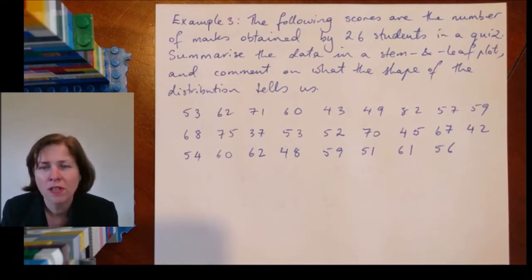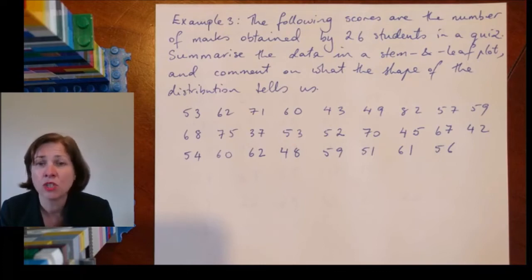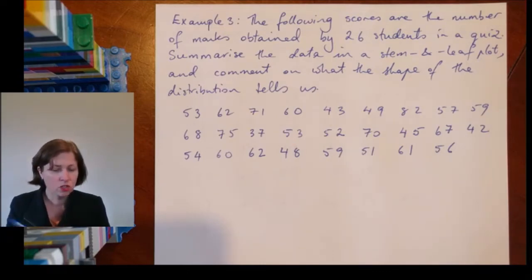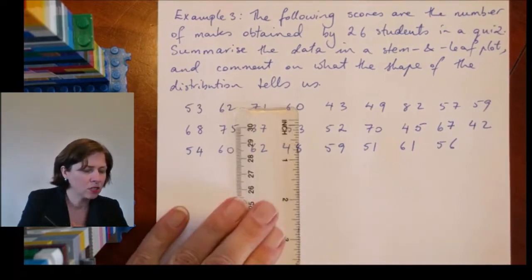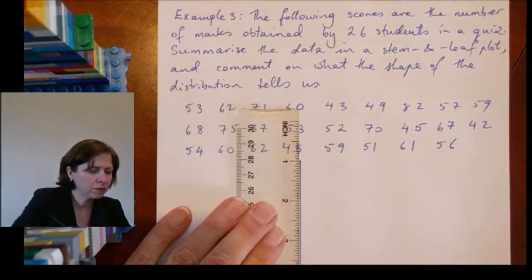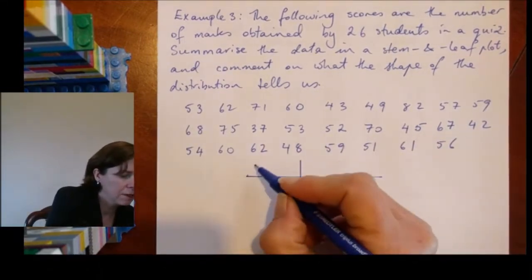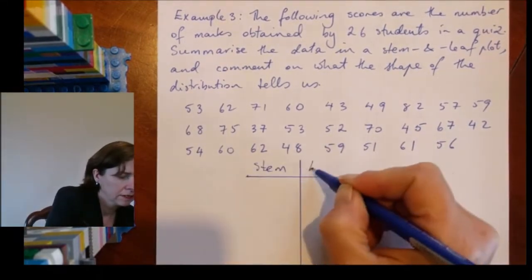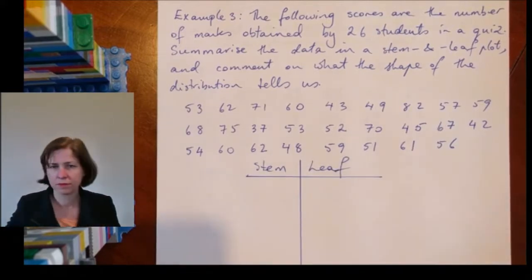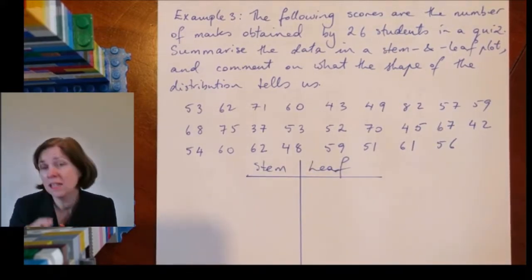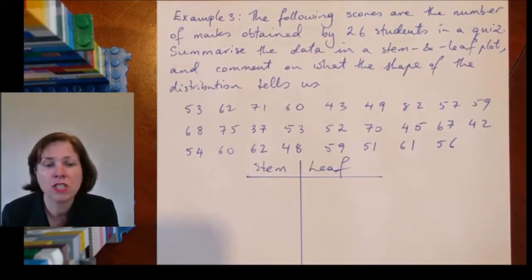What I do know is these are the marks that 26 students got, and I can put this into a stem and leaf plot. So let's do that. First, I need a stem and a leaf. So I put a line down the middle and I label one side stem and the other side leaf. Then I'm going to have to do this in 2 stages.